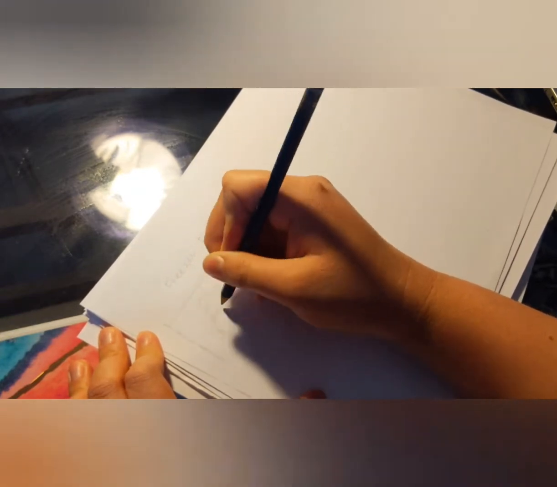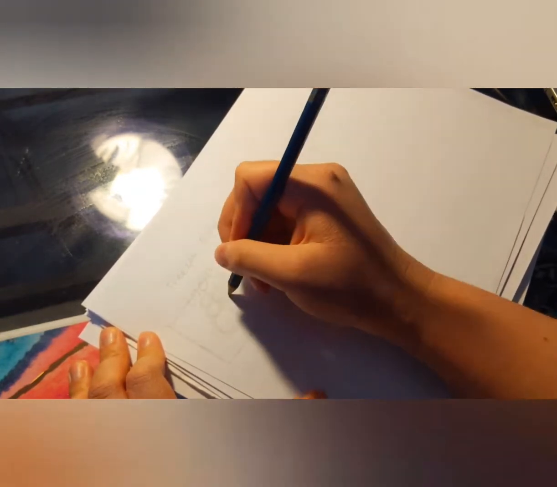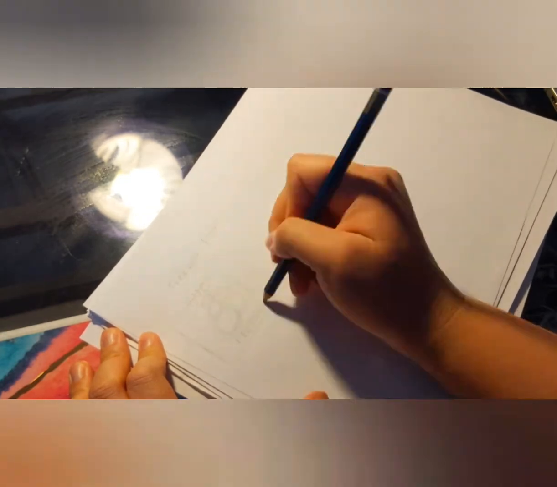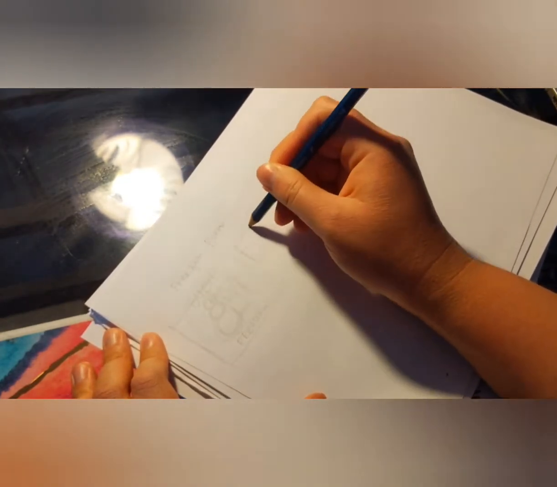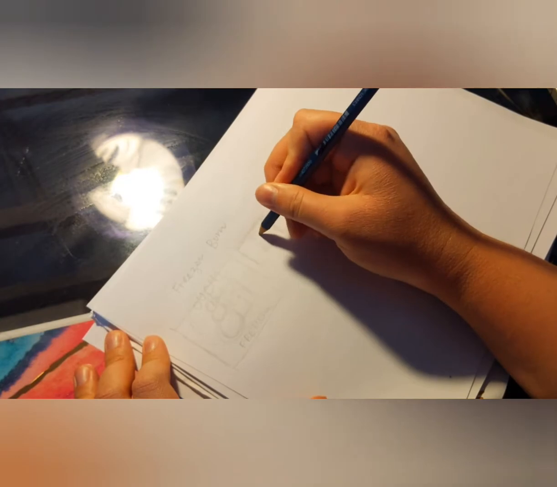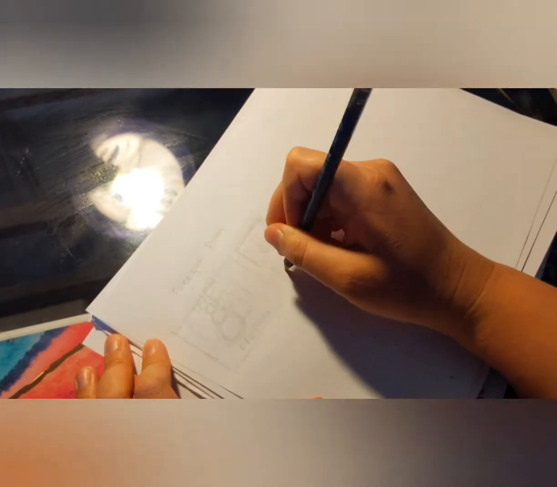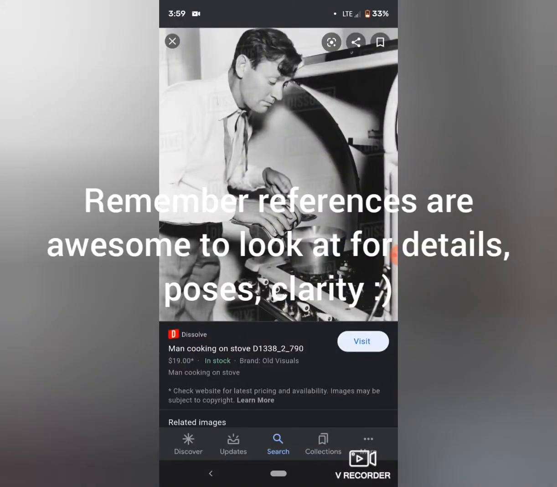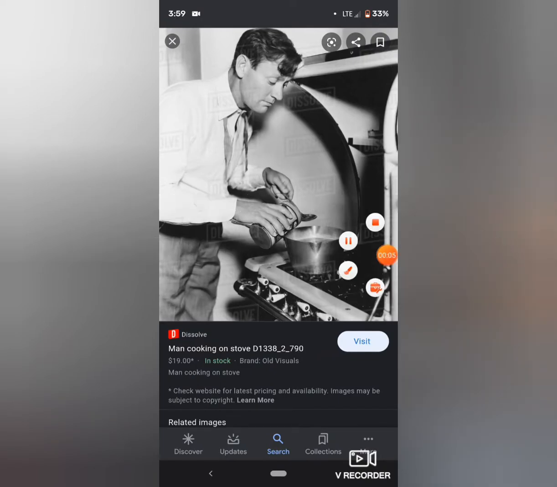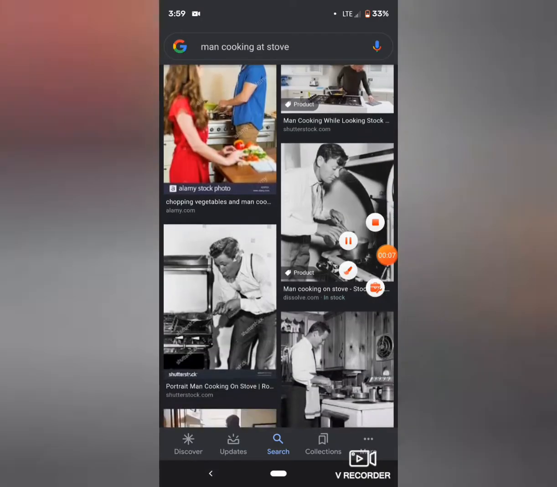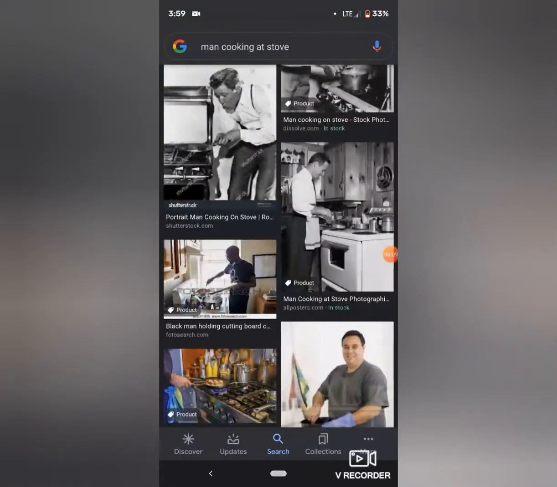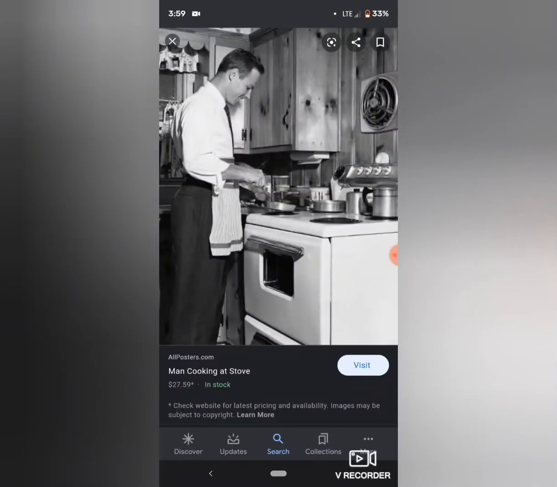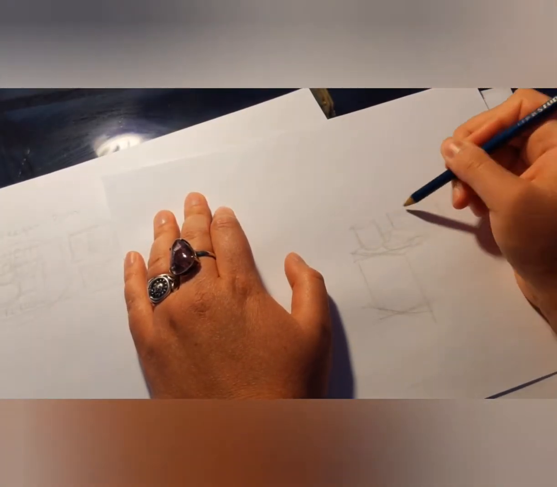And of course, like always, I'm starting off with some sketching, working out my ideas, and deciding which illustration I'm going to go with, and most clearly illustrates the oxymoron. Also, remember that references are super awesome to look at for details. Say you're like, oh my gosh, I'm going to draw a stove. What does a stove even look like? Stuff like that really helps us be clear with our illustration.